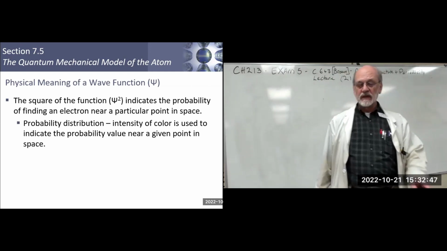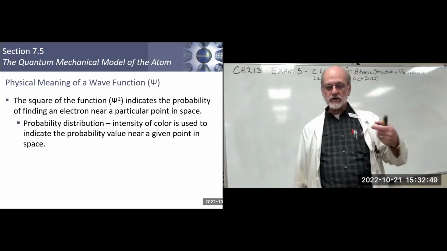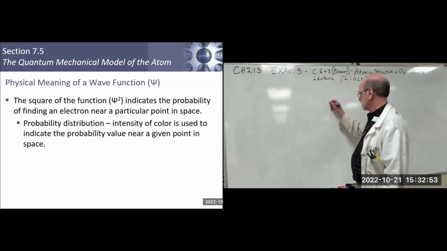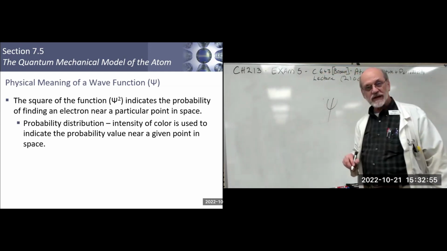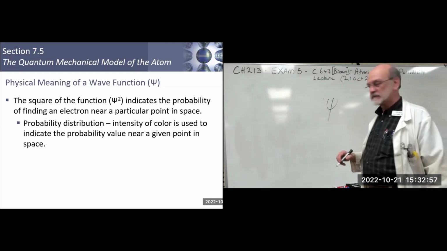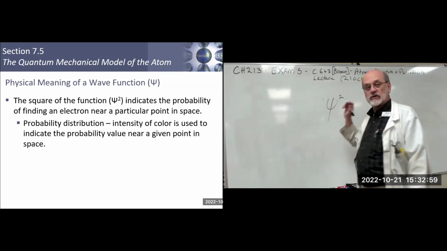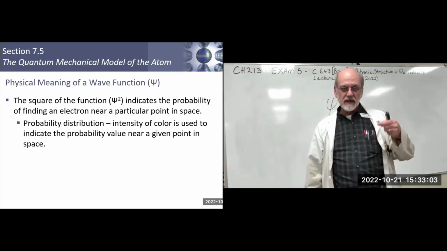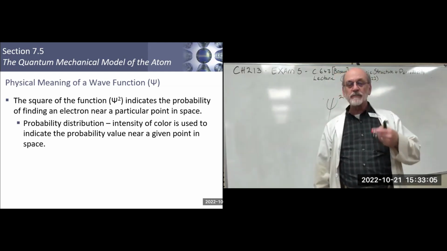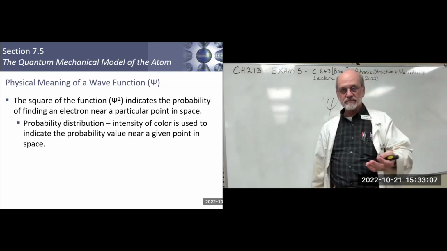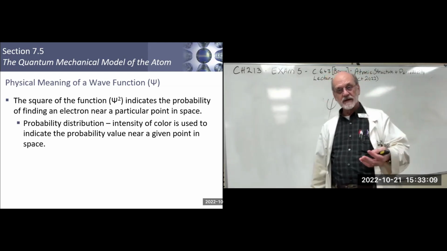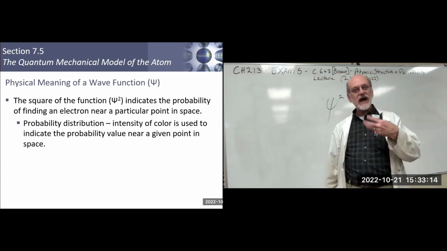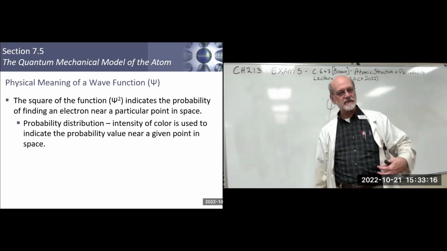And there's one particular function in these equations called the psi function. That's the Greek letter psi. If you square the function, this gives you an indication of the probability of finding an electron in a particular place in space. Notice, probability. That doesn't mean it's there. It's just that there's a high probability that it's in that space.